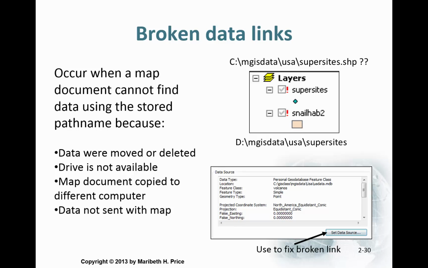Users need to be able to recognize and repair broken data links. They appear as red exclamation marks. You can right-click the broken link and select Data, Repair Data, or use the Set Data Source button in the Source tab of the Layer Properties dialog box.